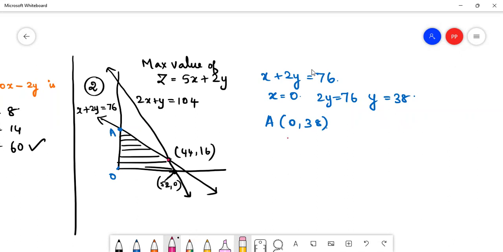The second point, I know it is 44, 16. And the other point is 52, 0. So you can give different names to these and you can find out where it is maximum.